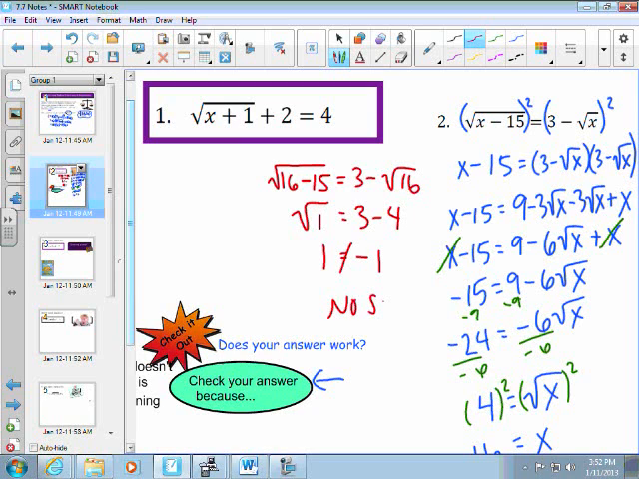So what is the answer for number 2? No solution. That's an example of a problem with an extraneous solution. That has no number. There's no number for x we can put in that makes both sides equal. No solution for number 2.